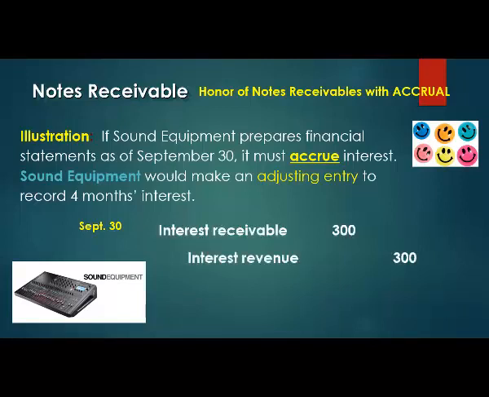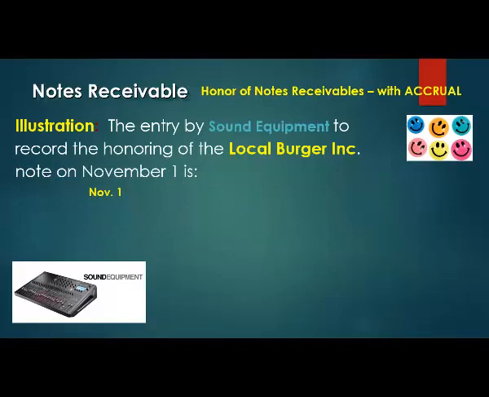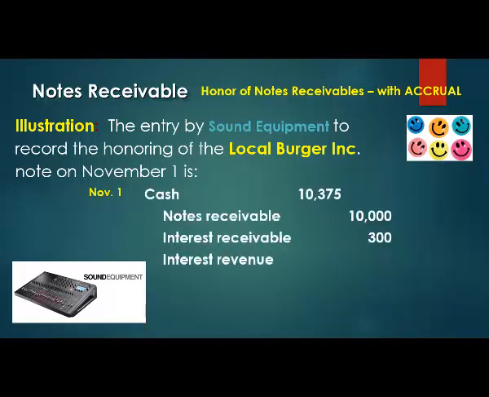So when we publish financial statements on September 30th, we have to recognize the $300 of interest revenue that have been earned. On the actual due date, November 1st, when Sound Equipment records the payment of the note, it will still record that same amount, cash $10,375. It will still credit notes receivable for $10,000. But now it's going to clear out the interest receivable for $300 and the interest revenue for $75.